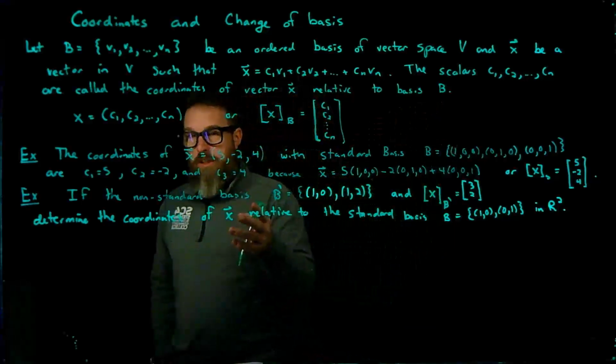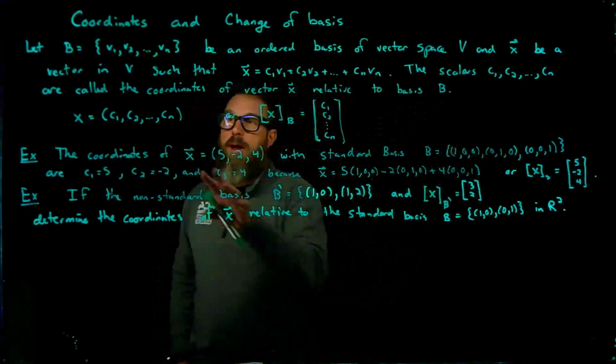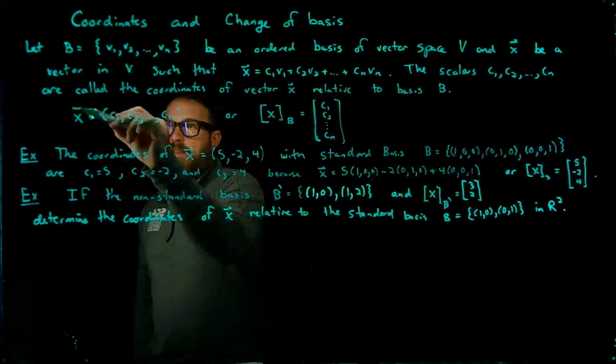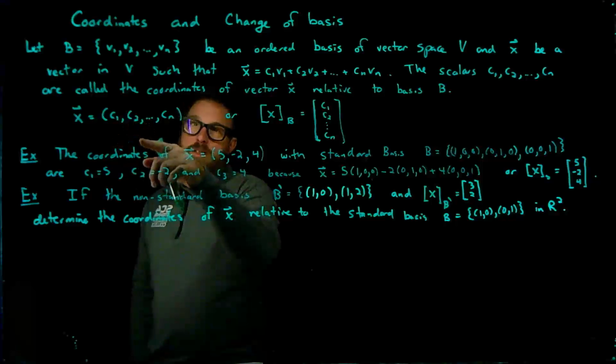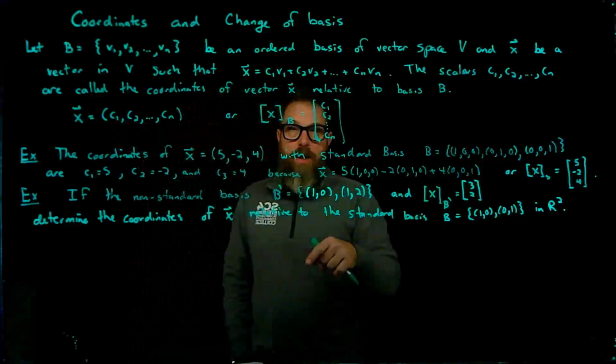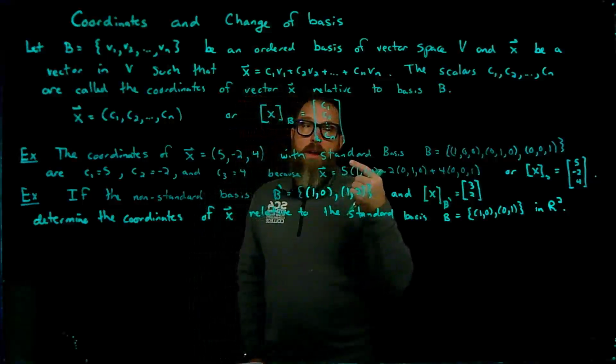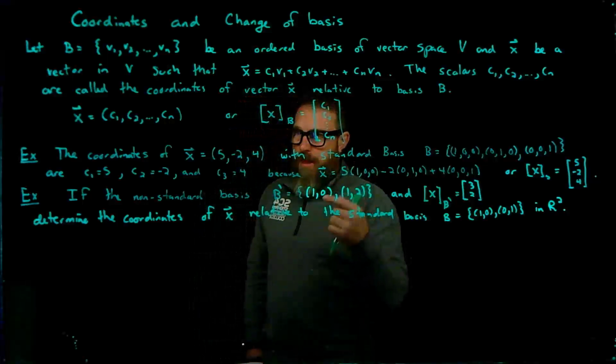So we can write this in coordinate form like we would in any algebra or calculus class: this vector x would be equal to (c1, c2, all the way up to cn). Or I could write this vector x as a vertical matrix.